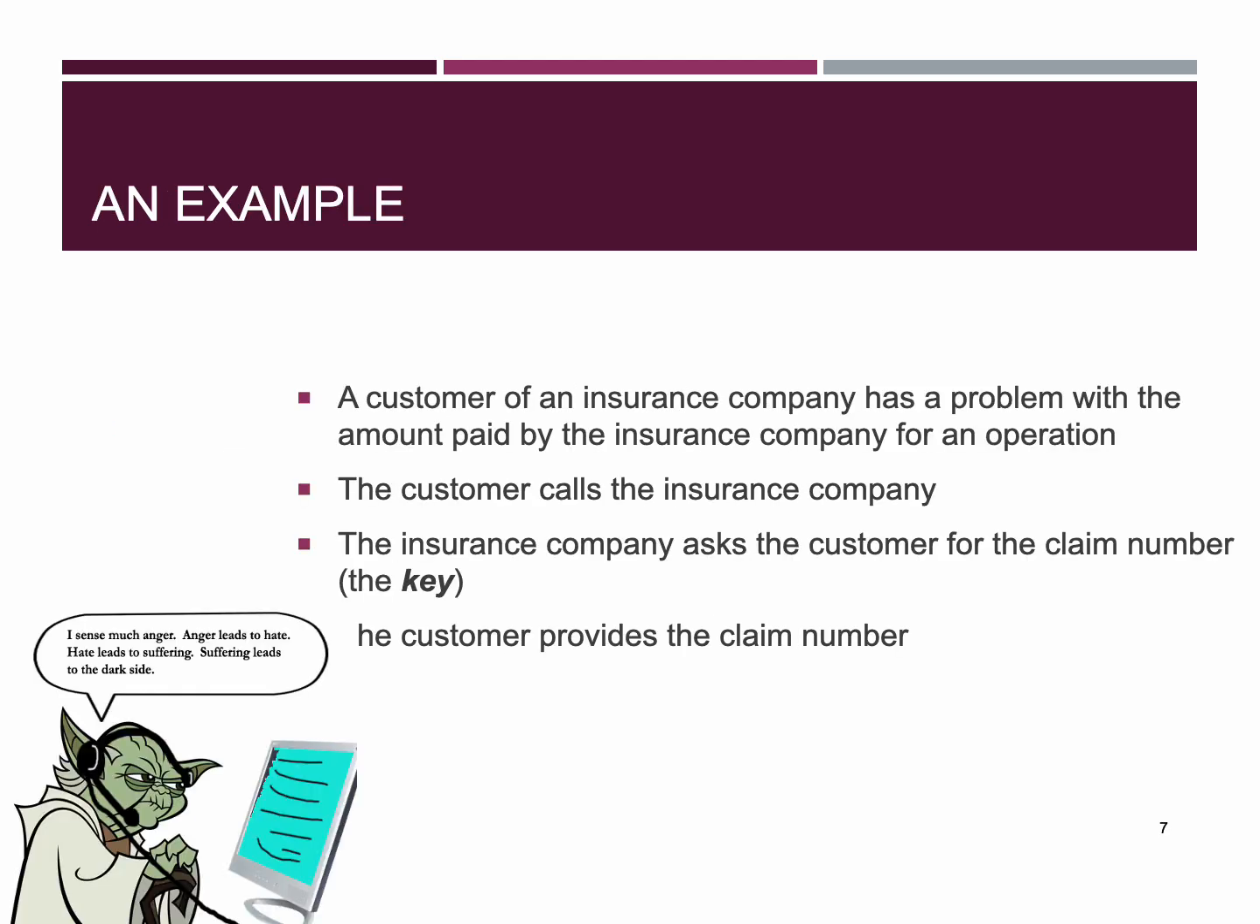Okay, here is an example. A customer of an insurance company has a problem with the amount paid by the insurance company for an operation. The customer calls the insurance company. The insurance company asks the customer for the claim number, the key. So the claim number is the key here. So the customer provides the claim number.